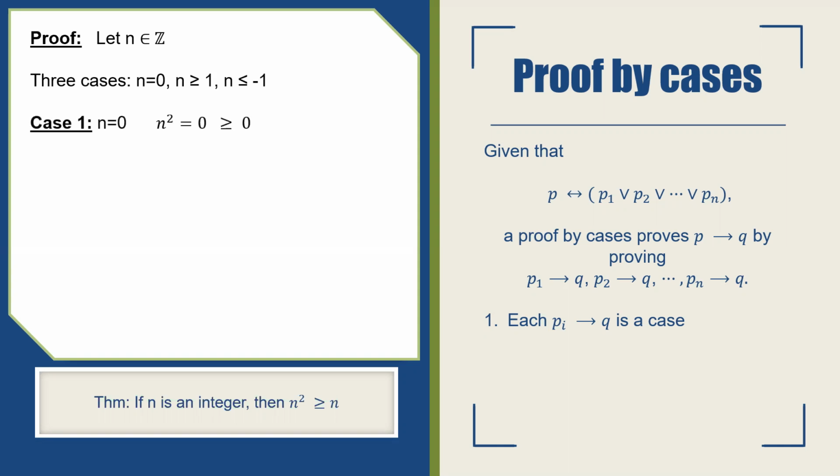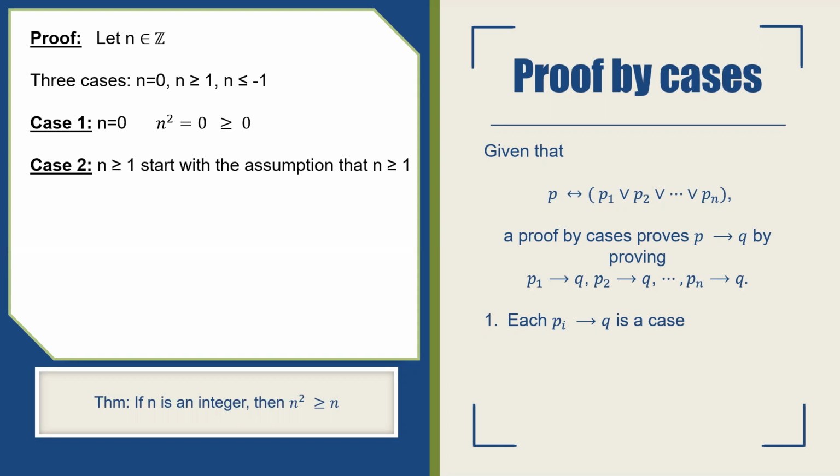So let's look at the 0 case first. It's easiest. Reading left to right here, if I take n squared, in this case n is 0, and I square it, I get 0. 0 is greater than or equal to 0, which is also equal to n. So I've shown that n squared is greater than or equal to n. So the theorem holds.